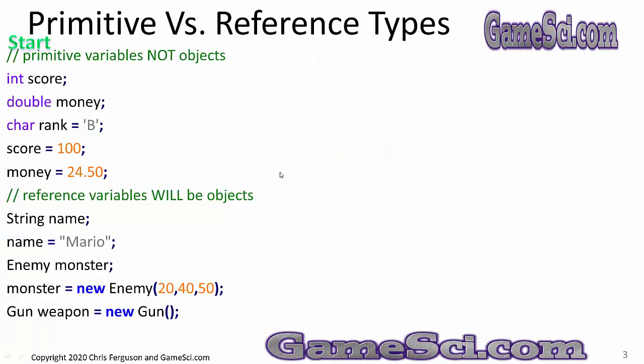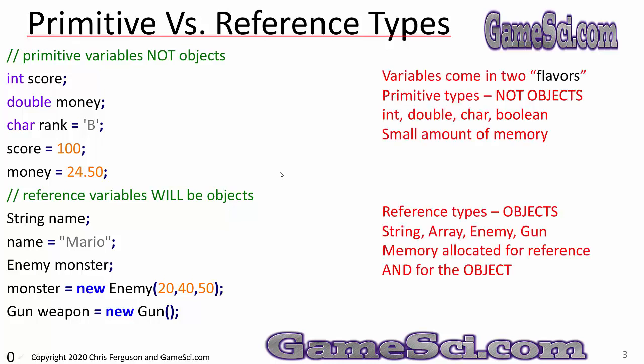Primitive versus reference types. What is that? Variables come in two flavors. We have primitive types, which are not objects: int, double, char, boolean. These variable types are not objects. They allocate a very small amount of memory and store data directly in that memory. The second flavor of variables that Java has are called reference types. These are things that will be or currently are objects. Reference types point or refer to objects.